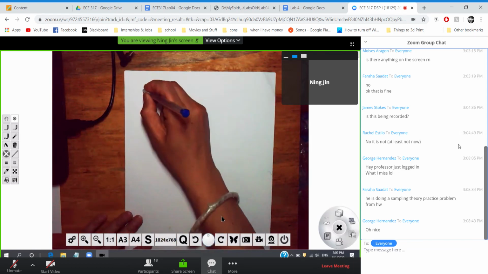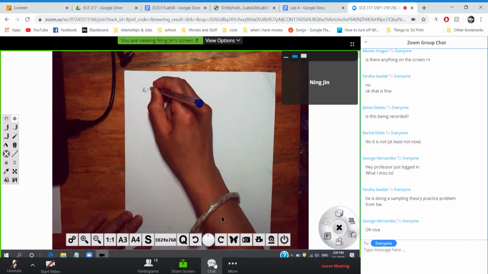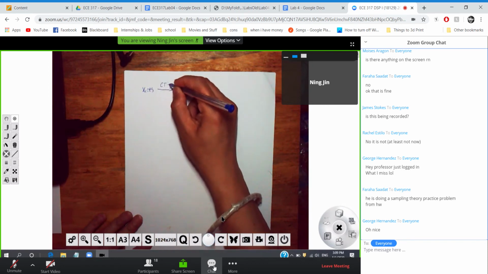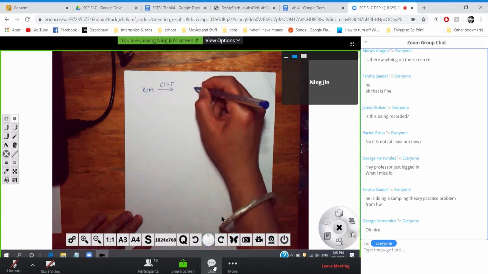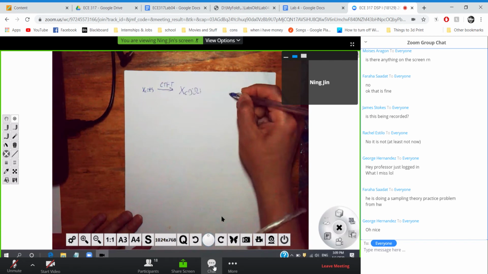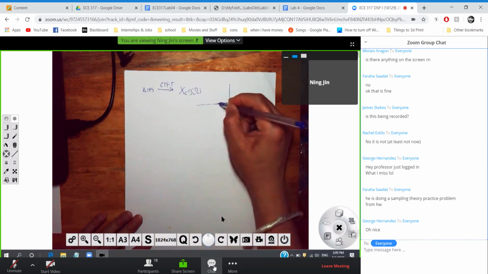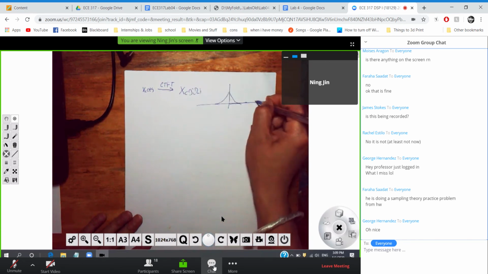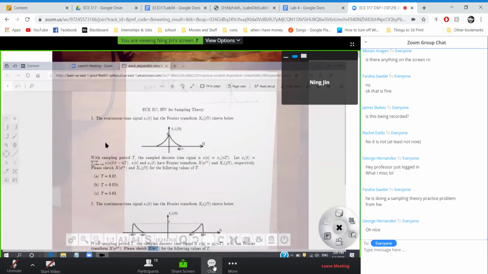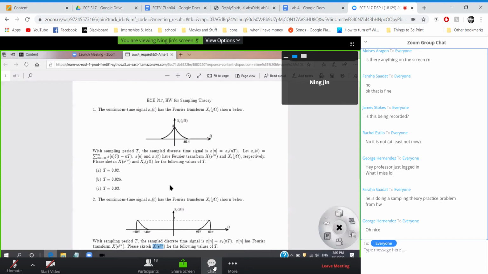So we have a continuous-time signal with continuous-time Fourier transform, which is capital X_c(j omega), and it looks like this. And the values, okay, here's 40 pi, and here's a 2. And then we take samples.